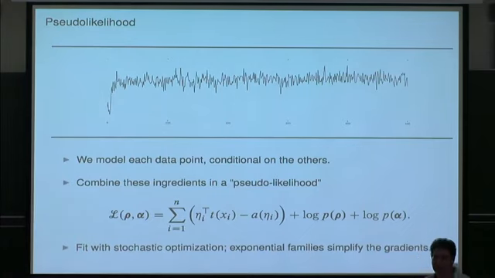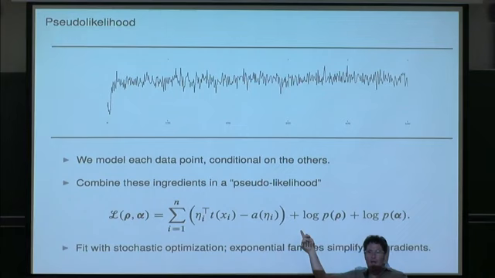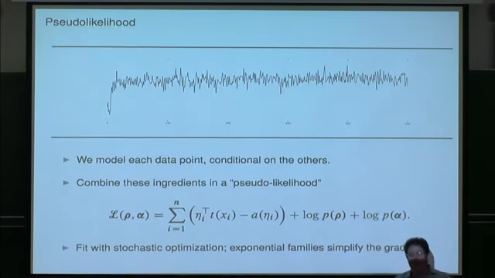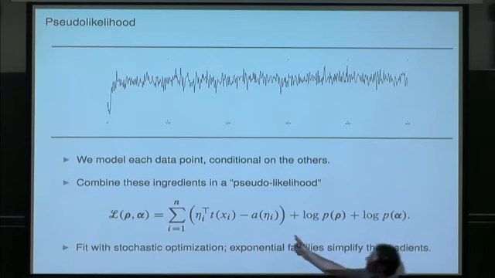Okay, so that's it, those three ingredients. And then we model each data point conditional on the others. We combine these ingredients in a pseudo-likelihood. I used to call this a pseudo-likelihood, but then Maya, my student, pointed out that we can't call it a pseudo-likelihood because there's no likelihood, right? This doesn't correspond to a joint. So then we started calling it a pseudo-non-likelihood, but that seemed wrong, so now I just put it in quotes.